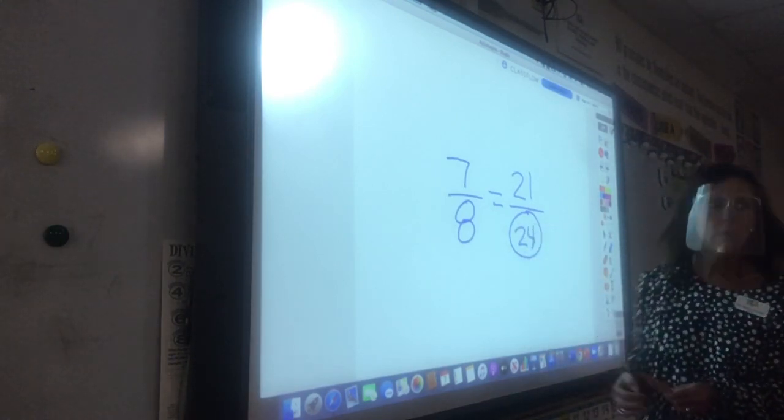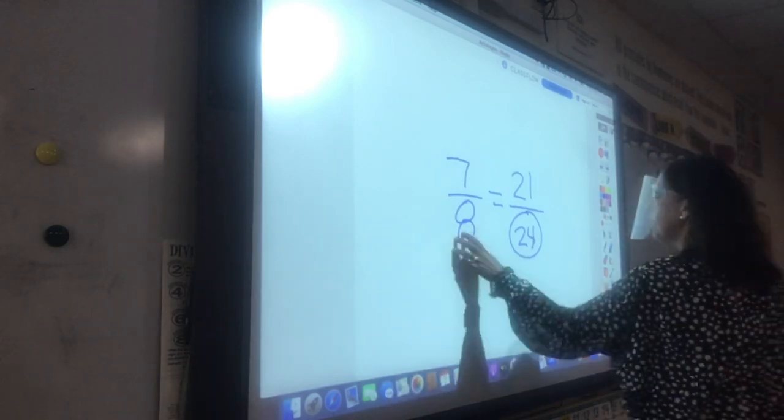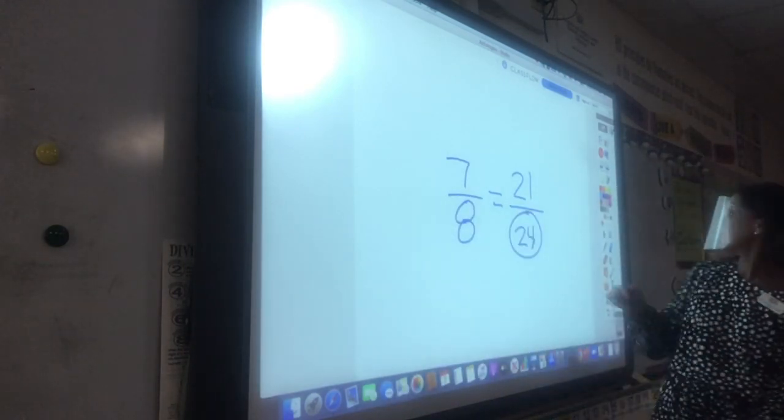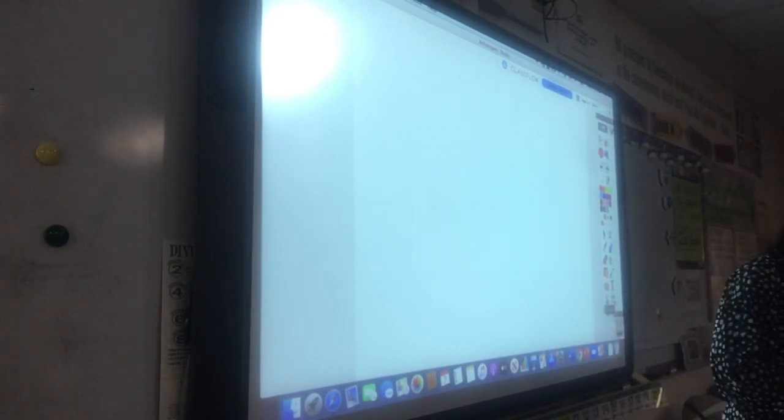Okay? So all you have to do to find the missing part is see what happened on the other part, and the same thing has to happen. So if I had the bottom filled in, then I would say what happened from there to there, and then you would find the missing piece. So the same thing has to happen on the top as on the bottom. So let's try a couple of these.